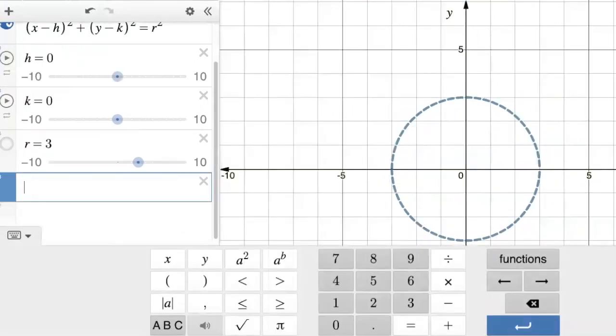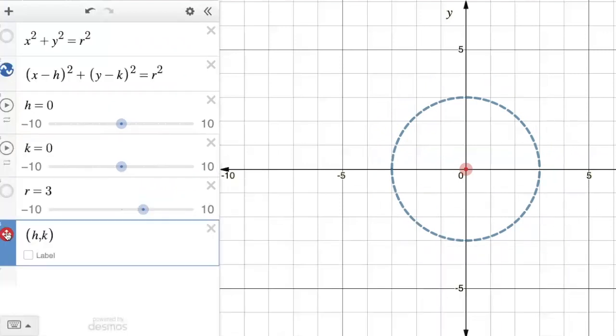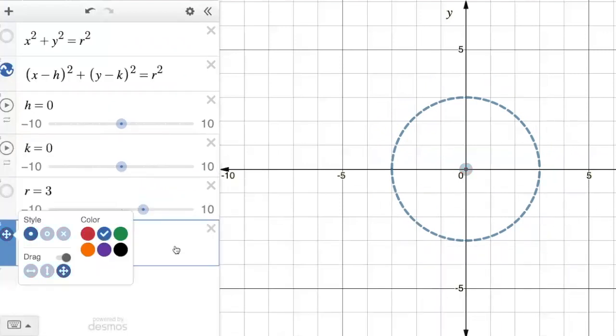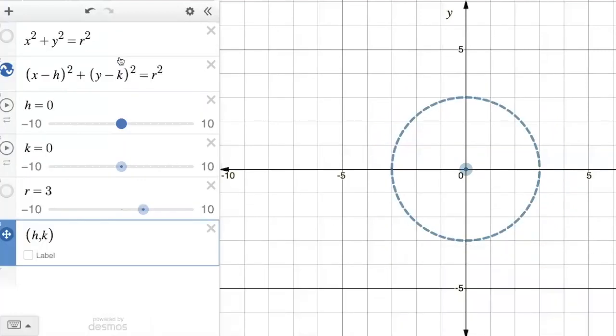I'm now going to ask this software to graph h and k as a point, so I can see exactly what that is. When h and k represent the point 0, 0, my circle stays at the origin. Now watch what happens as we adjust the sliders.